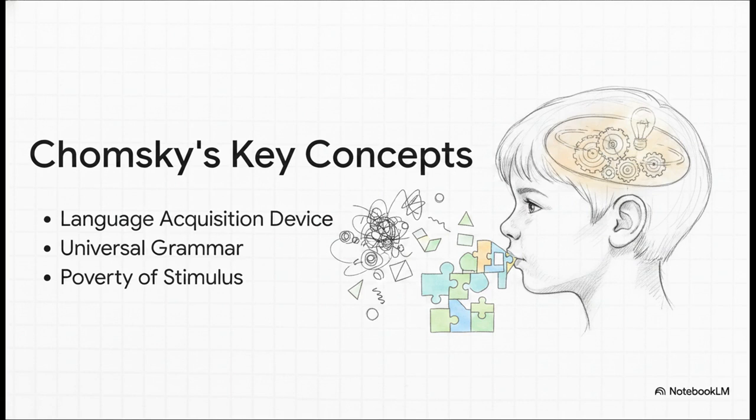Simply put, the language young children hear around them is often incomplete or grammatically messy, right? Yet, they consistently produce complex, rule-governed sentences they have literally never heard before. They are fundamentally wired to learn language.